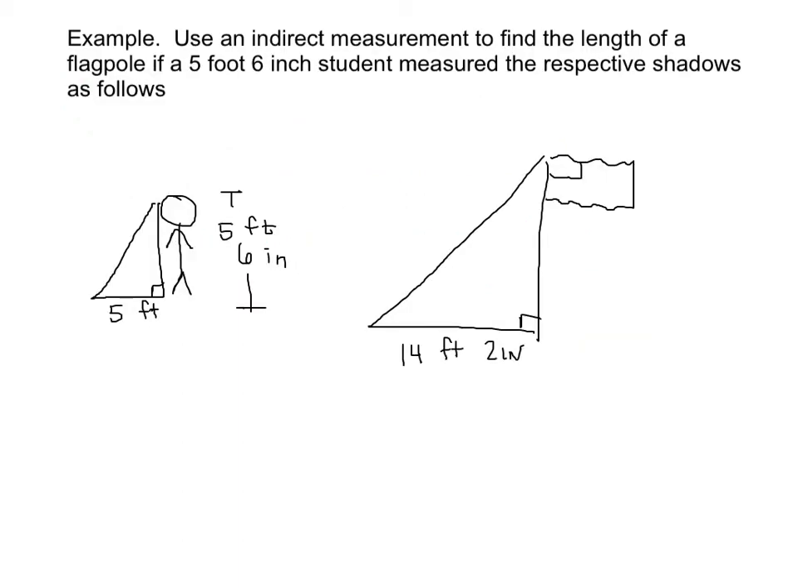All right, applying that warm-up to an example, let's go ahead and use an indirect measurement to find the length of a flagpole if a 5' 6" student measured the respective shadows as follows. Now, what exactly is an indirect measurement? All it is simply any way to find how big something is without actually measuring it. Such as if we set up proportions, that would be an indirect measurement.